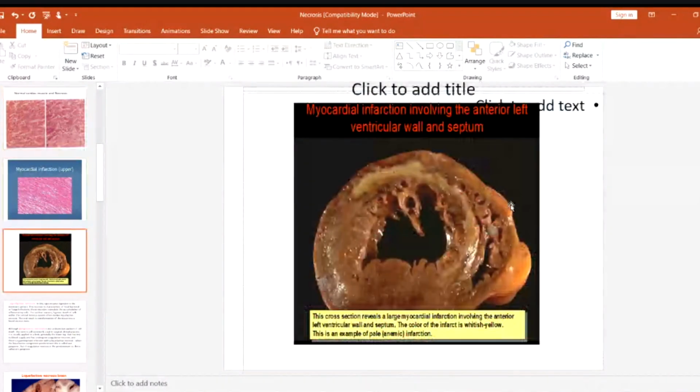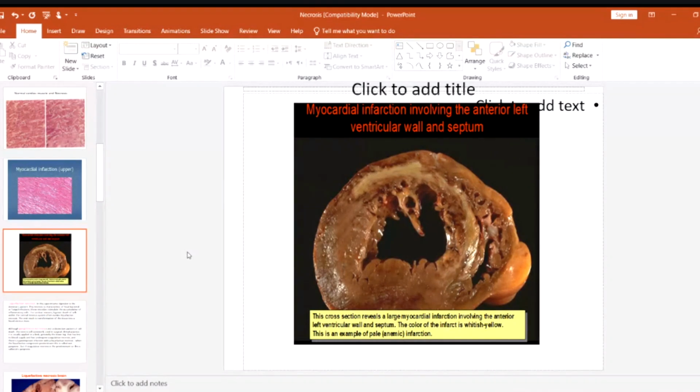Okay, of course this is a cross section through the heart. This is the normal heart. Here you can see the zone of necrosis or infarction. Why is it white in color? We will study that, inshallah, after three or four lectures. Okay, now I will repeat. Students, I am talking about types of necrosis.